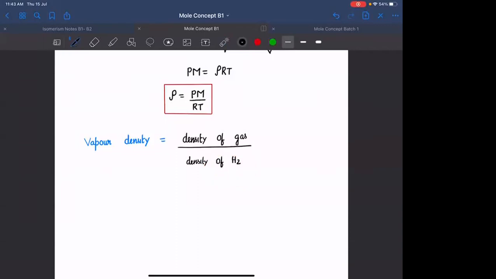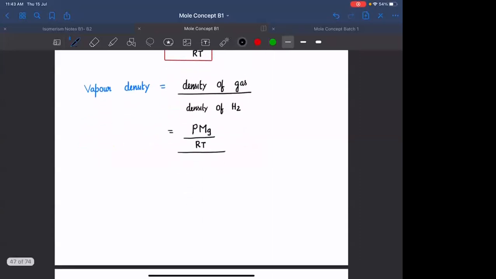If they are taken at the same temperature and pressure, what can I write the formula as? Density of gas is P into molecular weight of gas divided by RT, divided by density of H2, which will be P into molecular weight of H2 upon RT. Agreed? P and RT are the same for both.